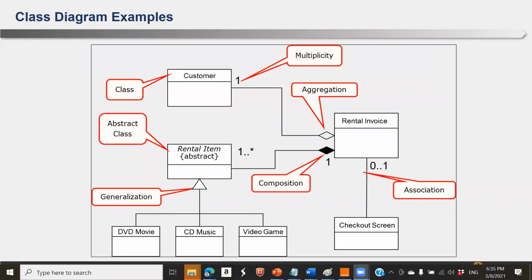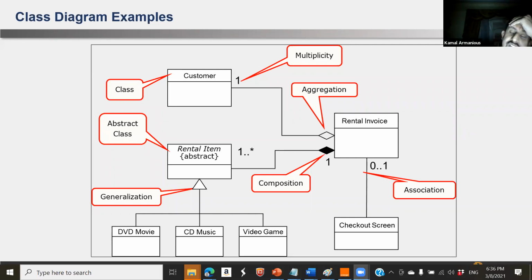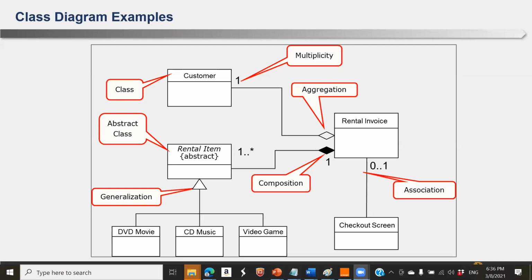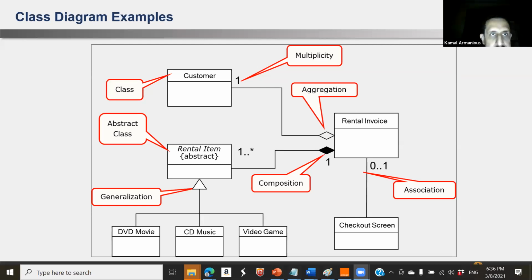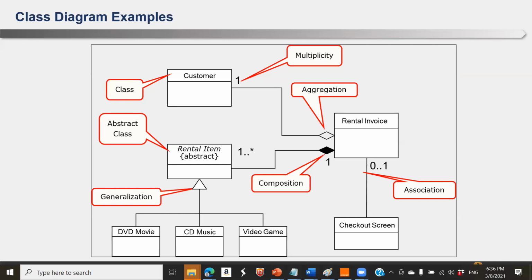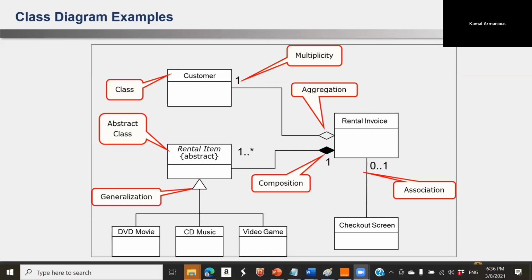It's aggregation because you can go to the invoice. Well, you don't need the checkout screen except to check your final things. No, I am saying customer and the rental invoice. Oh, customer and rental invoice. Is it aggregation or composition? Aggregation. So it's aggregation. Can anyone tell me that it is a composition?